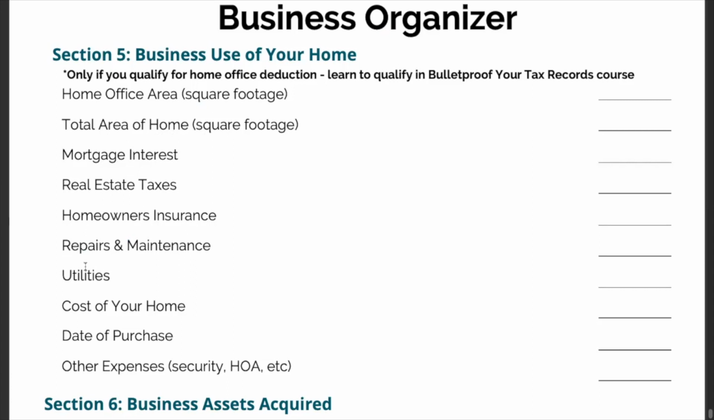For the utilities of your personal residence, you'll want to notate when you originally purchased your home, what the cost was for it, the date that you purchased the home, and any other expenses that you may be incurring, such as your security expenses, your HOA, which is homeowners association, landscaping bills, yard maintenance, different things like that.